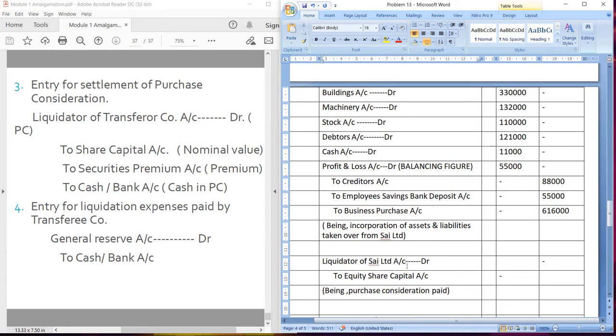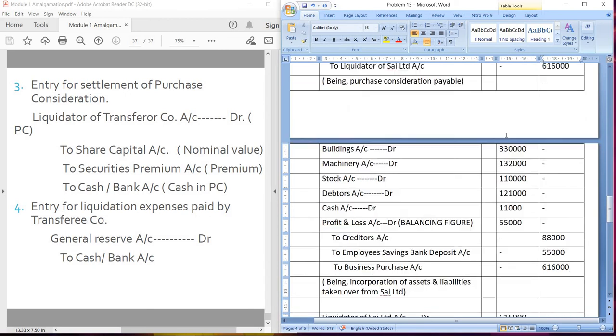Liquidator of Sign Limited account debit to equity share capital account. Why equity share capital account? Because purchase consideration is paid in equity shares. Amount will be the amount of purchase consideration, that is 6,16,000, being purchase consideration paid.